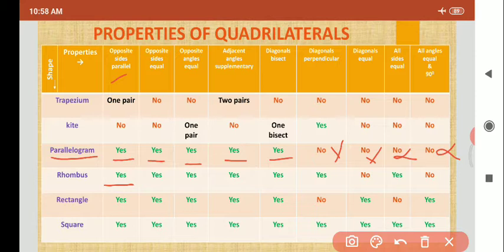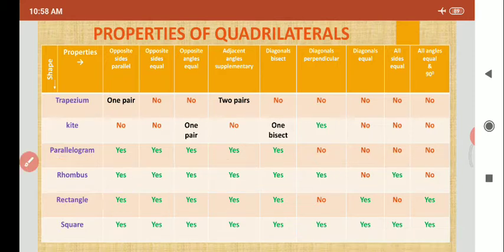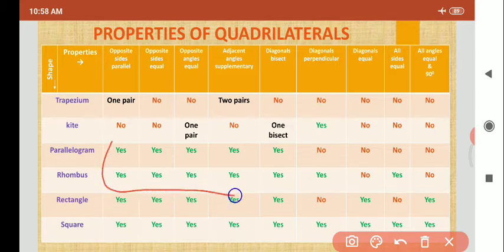Opposite sides are equal. Yes. Opposite angles are equal. Yes. Adjacent angle is also equal. Yes. Diagonals bisect. Yes. So you can check it from here, in parallelogram and in rhombus. You can check it. All the properties of rhombus, all the properties of parallelogram are satisfied by the rhombus.